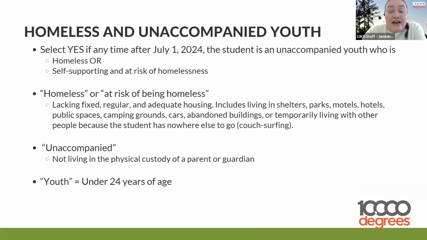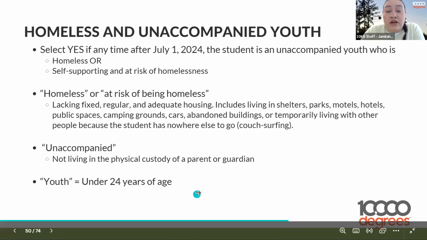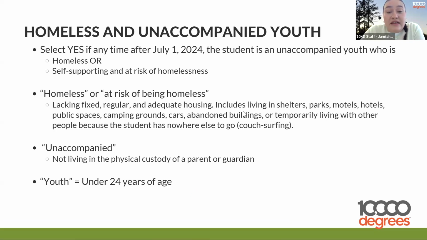So homeless and unaccompanied youth. Students will select yes if any time after July 1st, 2024, the student is an unaccompanied youth who is homeless or self-supporting and at risk of homelessness. Homeless or at risk of being homeless can be defined as lacking fixed, regular, and adequate housing. This includes living in shelters, parks, public spaces, or temporarily living with other people because the student has nowhere else to go. Unaccompanied can be defined as not living in the physical custody of a parent or guardian. And youth is under 24 years of age.